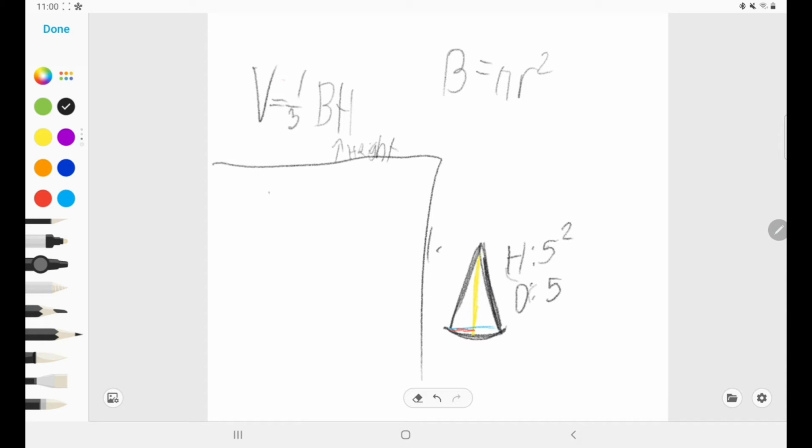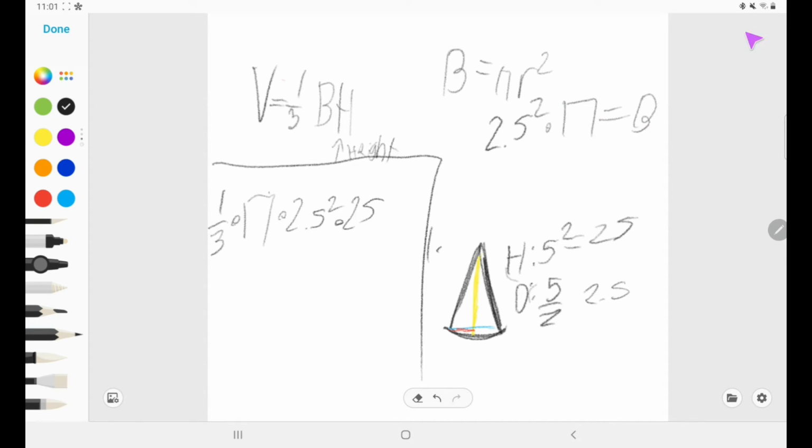Okay, let's do example 2. Now we see that height is 5 squared, so let's just make it 25 because why not? There's no reason not to. Now let's divide by 2 for our diameter, because as we remember, diameter is the entire thing, radius is the half. So 5 divided by 2 equals what, guys? It equals 2.5. So now we know that 2.5 squared times pi is equal to b.